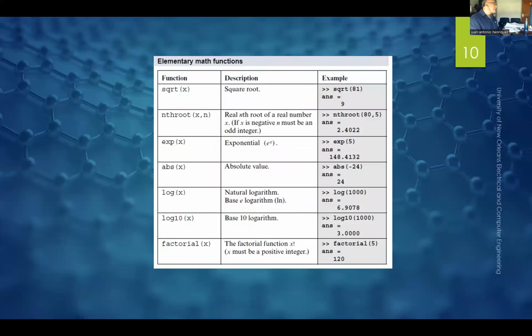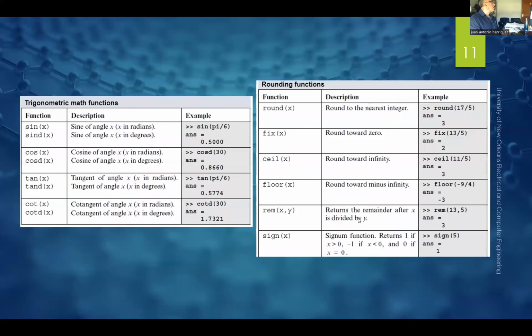Then you have some very useful built-in functions, like the square root, the nth root, if you want to calculate the third root or whatever of a number, exponential, the absolute value, the log, factorial, and so forth. And there are many of them. These are just some examples of the ones that are built in: sine, cosine, tangent, some of the rounding functions, and other functions that you can use, like if you want to return the remainder of a number and so forth.